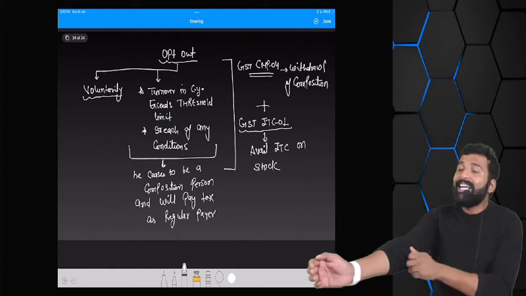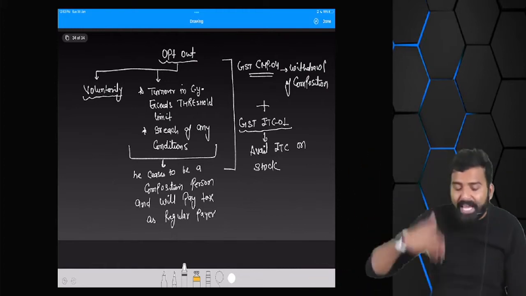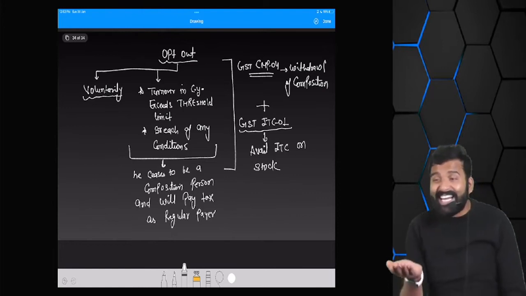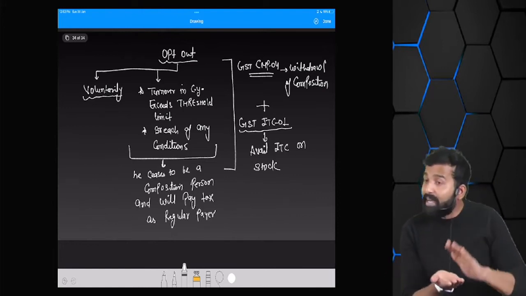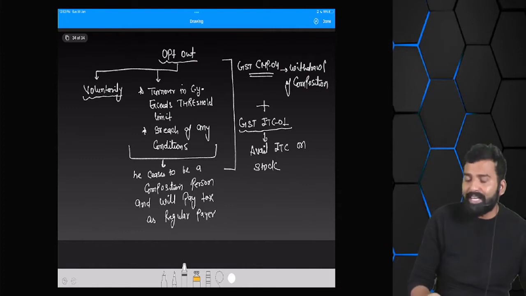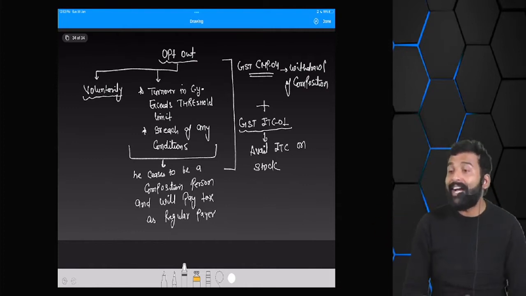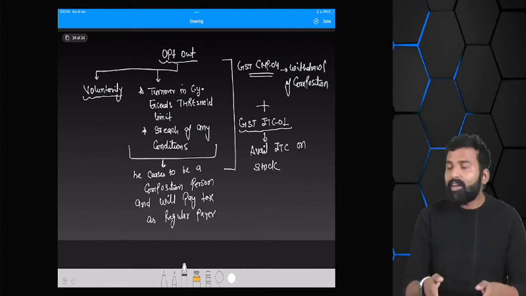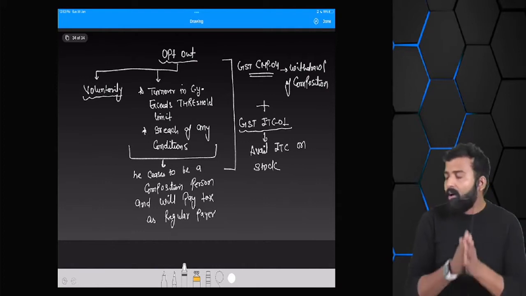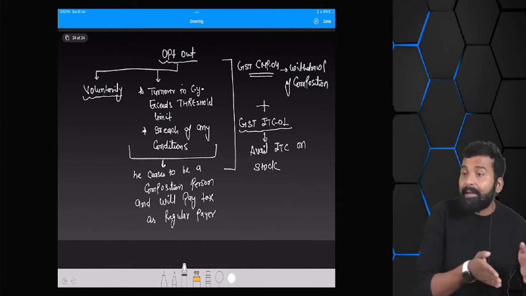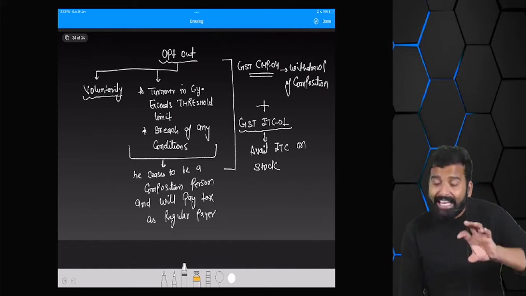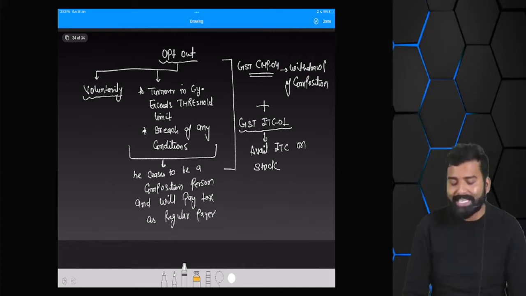In that case, he can ask the government to pay him all the credit, because he didn't claim it when he was a composition dealer, but now he is selling it as a regular dealer. So of course he can claim all the ITC on the stock. So he will be claiming all the ITC he has on the stock he was holding at the time of quitting the composition scheme, at the time of switching over from the composition scheme to the regular scheme.